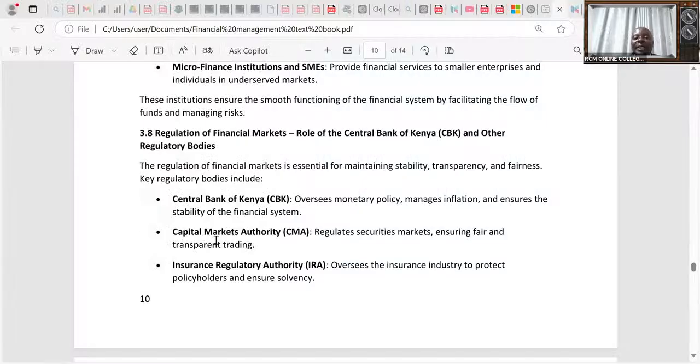Then we have our famous Capital Markets Authority. Remember, Capital Markets Authority is the one that regulates NSE, Nairobi Securities Exchange. So it regulates the securities market and ensures fair and transparent trading. Then we have the Insurance Regulatory Authority, IRA, which oversees the insurance industry to protect policyholders and ensure what we call solvency.